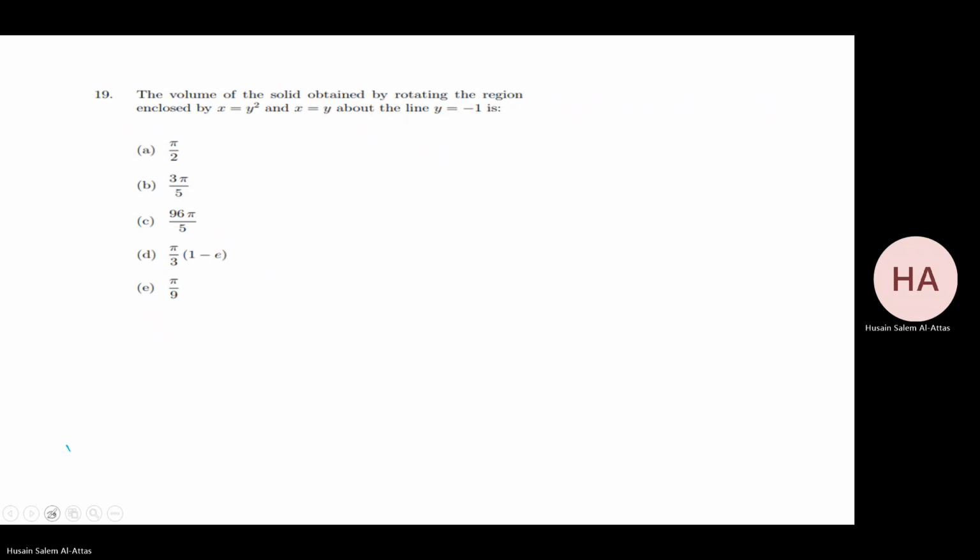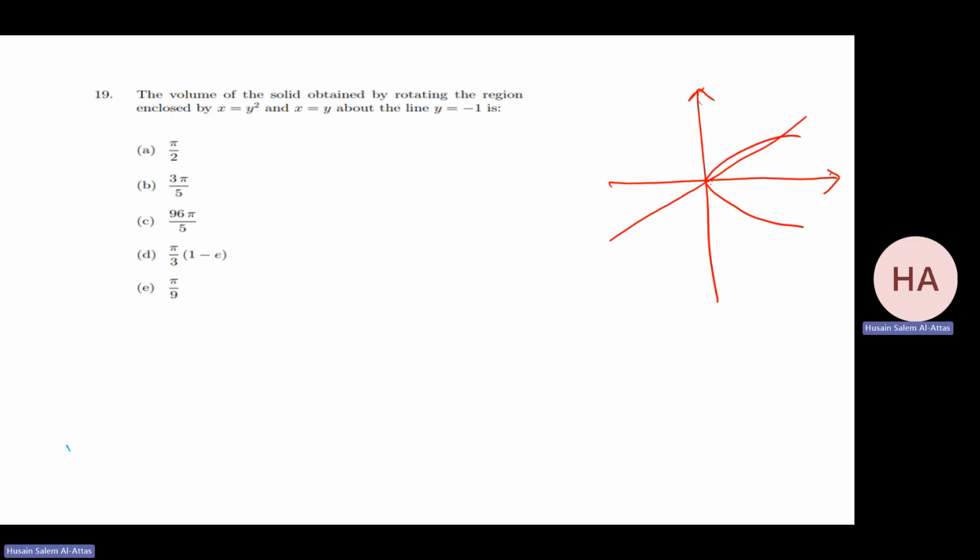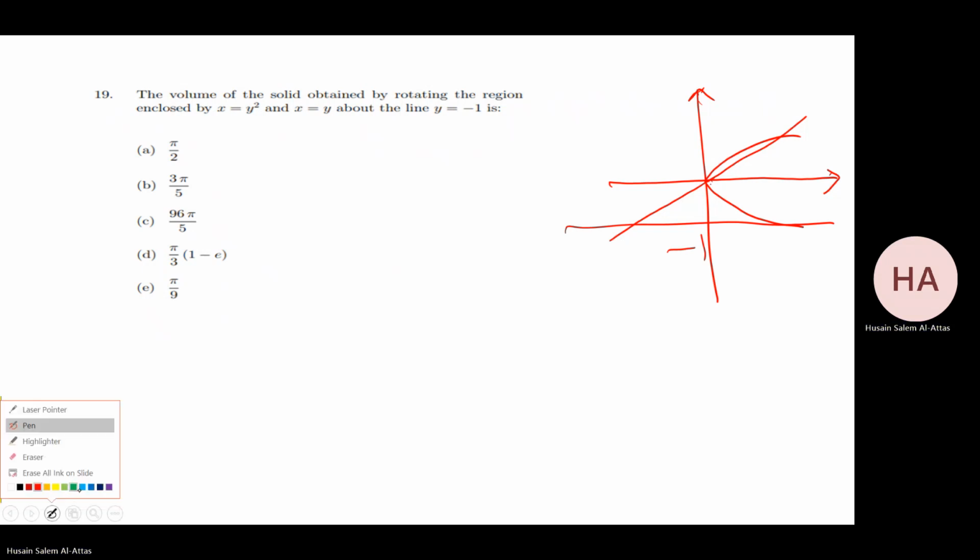Okay. Let me do more problems. Let me try to finish this section. It's a little bit lengthy. I have one solid about the line. So I have x equals y squared, a parabola opening to the right, and x equals y. And about the line y equals minus 1. I'm talking about this one.